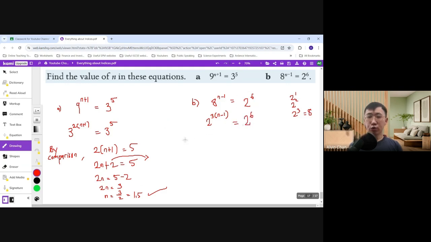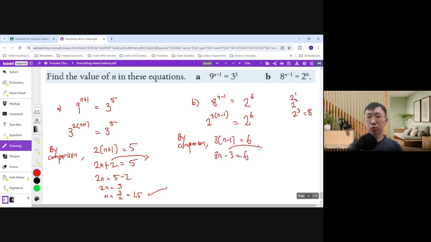Now, how to use the comparison? You're going to use by comparison, right? So the base is exactly the same. Ignore them. Copy the powers equals to power. So 3 times n minus 1 equals 6. You can expand or you can bring the 3 over, it doesn't matter. I think I'm going to expand so that you can see it.